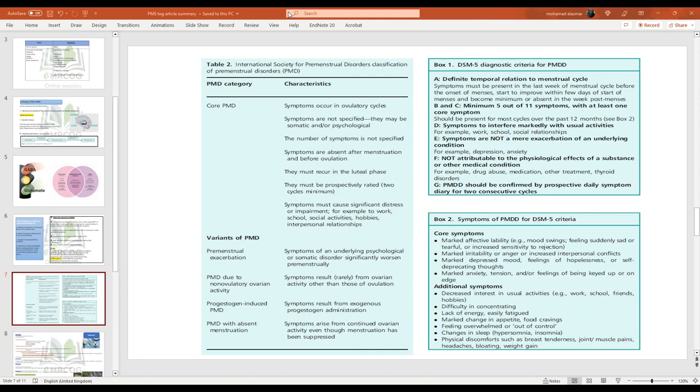What is the criteria for the PMDD? I'll tell you. Let's say A, B, C, D, E, F, G, one by one. A is a definite temporal relation to the menstrual cycle. That means you have to make sure that her symptoms are related to the menstrual cycle. Understood so far? Is it easy so far?